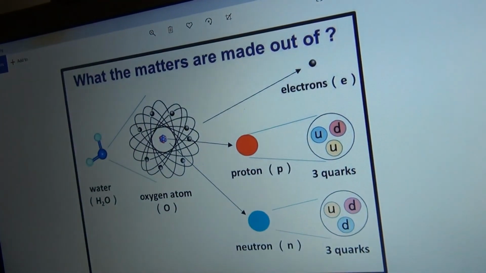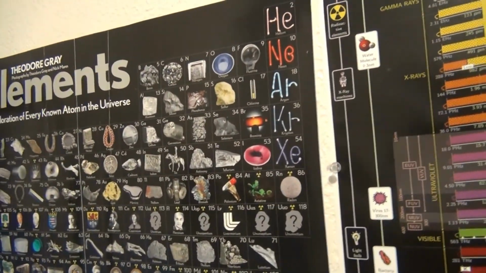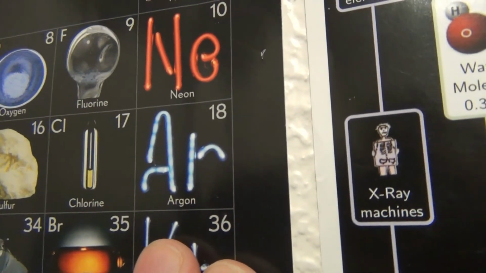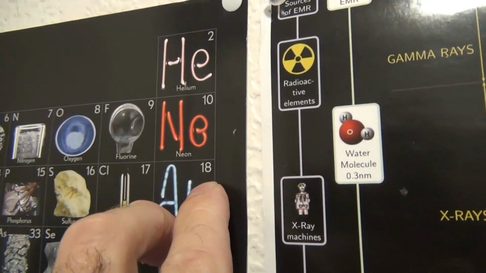So again, understanding what matter is made out of is very important, and understanding the magnetism that's involved with all these atoms on the table of elements. And we're going to talk about argon real quick here. Number 18 on the table of elements. That's its atomic number. That's how many protons it has in its nucleus.